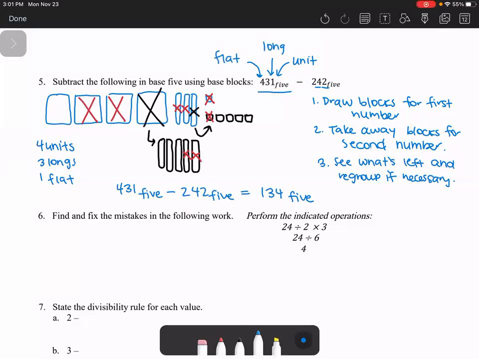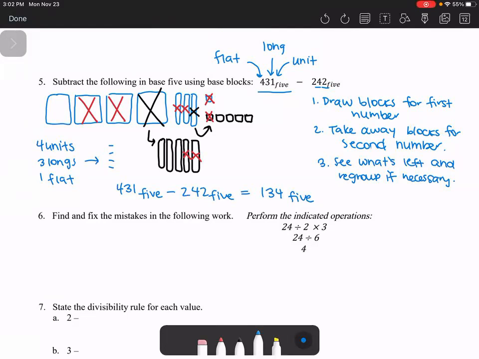Could you explain how, when you got the 4 units, 3 longs, and 1 flat, if there was 6 units, would we have to convert those units to longs? Yeah, so if you end up somehow with 6 units, then 5 of those units would go into a long and 1 would stay as a unit. So you would need to regroup those, and how I would write it is just adjust and write out, well, if I regroup, then we actually have whatever your list of things would be that you have now.